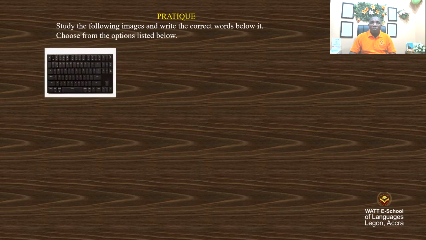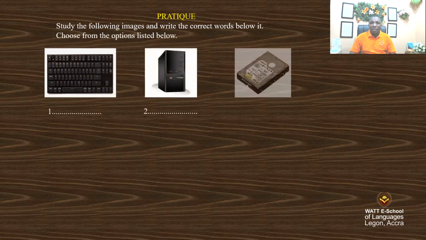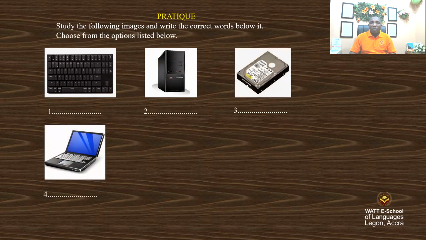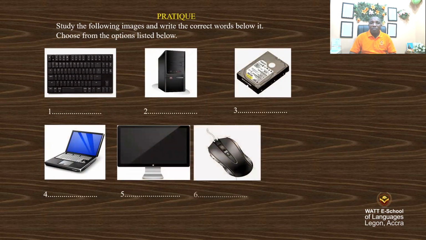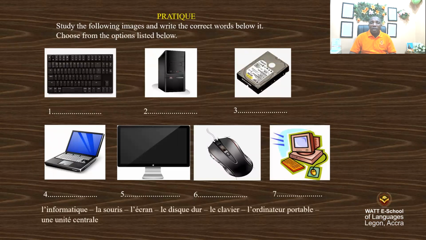All right, we continue. Let's do this activity. Study the following images and write the correct word below it. Choose from the list below. These are the images on your screen. And we have the names here. So quickly, let's go and have a look at them and choose the correct name for each image.